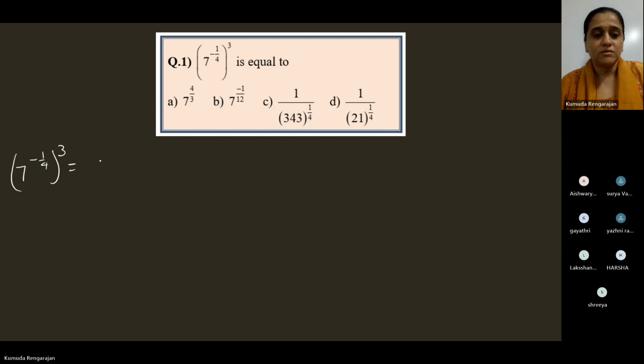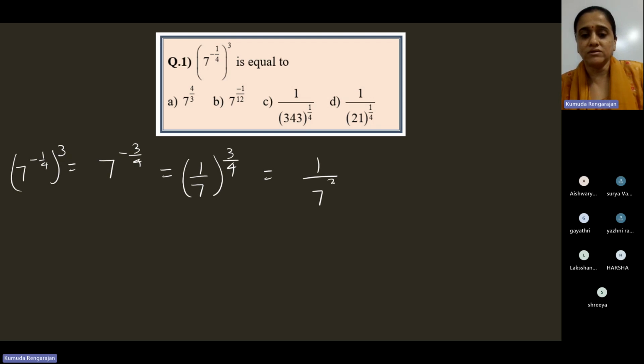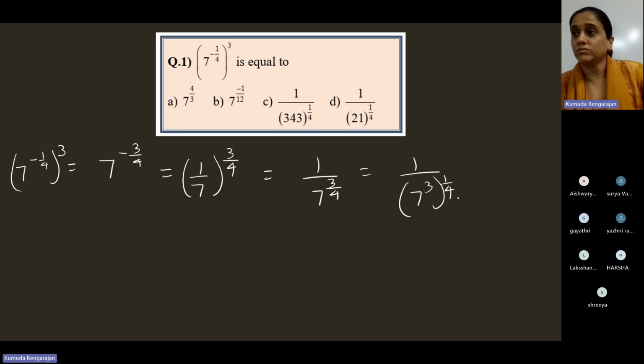So here it is. Multiply the powers, so it will be minus 3 by 4. Then how do you write the equivalent of this? Take the reciprocal of the base. So 7 by 1 becomes 1 by 7. And write the negative of the power, minus 3 by 4 becomes plus 3 by 4. So this is nothing but 1 by 7 to the power 3 by 4, which can be written as 1 by 7 cubed, the whole power 1 by 4, which is 1 by 343 to the power 1 by 4. So the correct option is C.